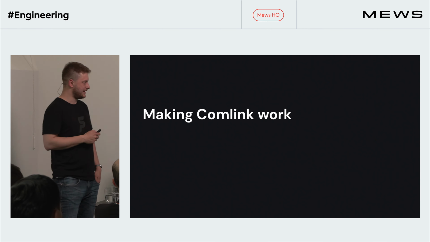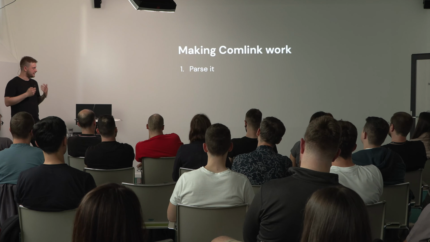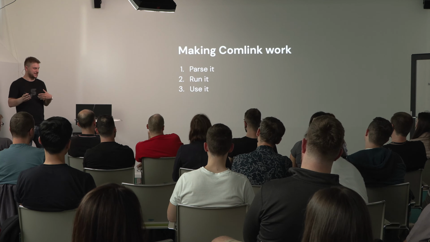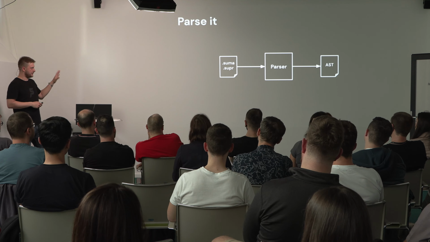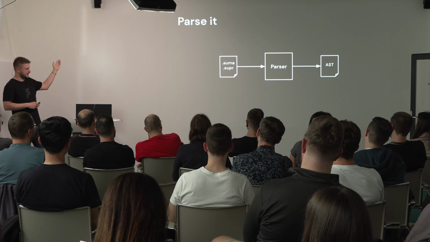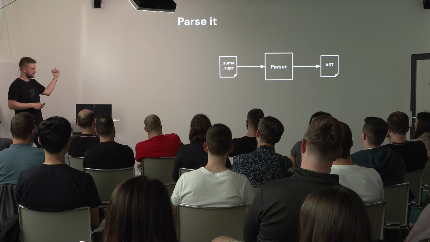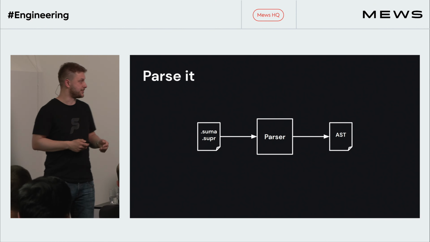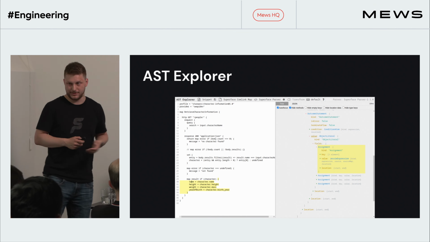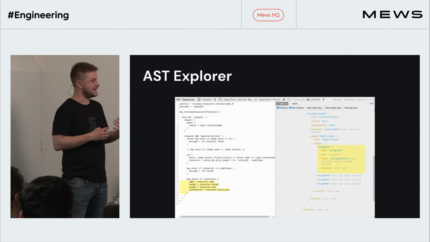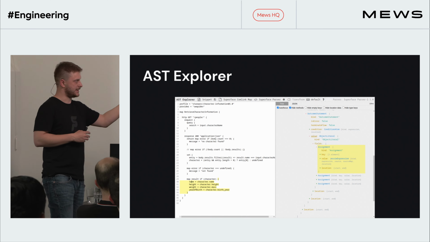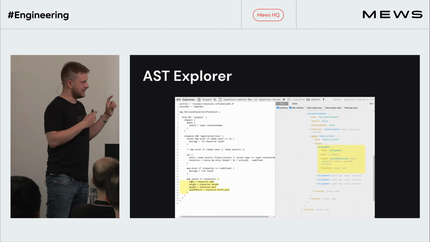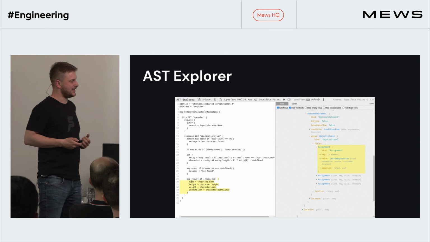Now, how do we make Comlink work? We parse it, obviously, we run it, and then you can use it in your application. So what do I mean by that? We have some source files, Suma for maps or Super for profiles. We run them through the parser, and we have an AST like Petr showed you. We also use AST Explorer to work with that AST. We have a custom fork with our parser included, so we can check how the code in data looks.